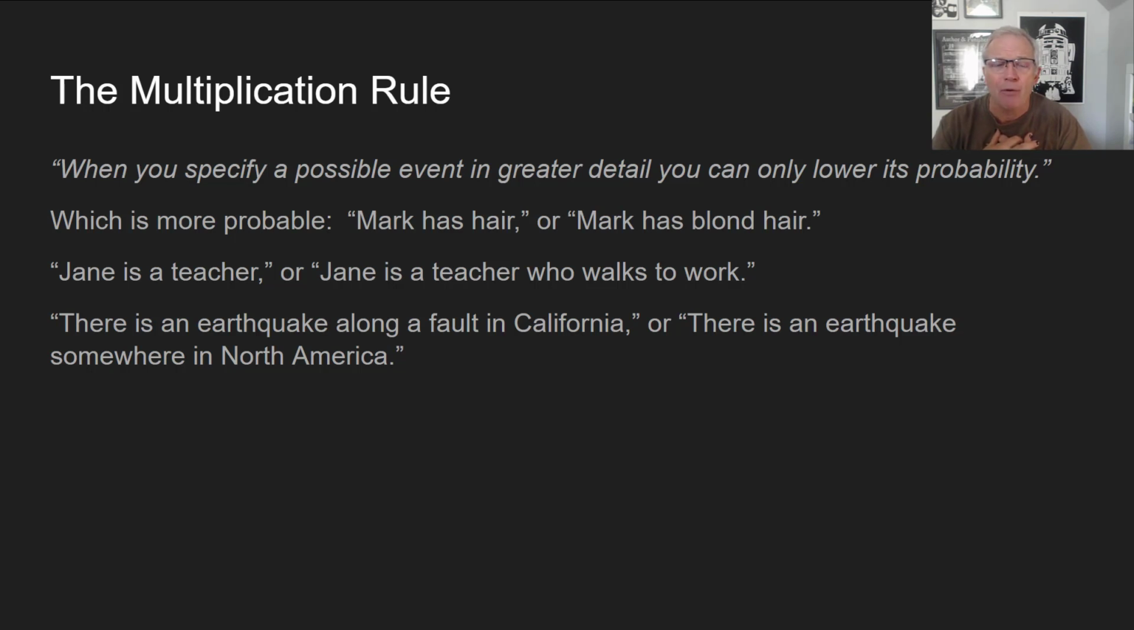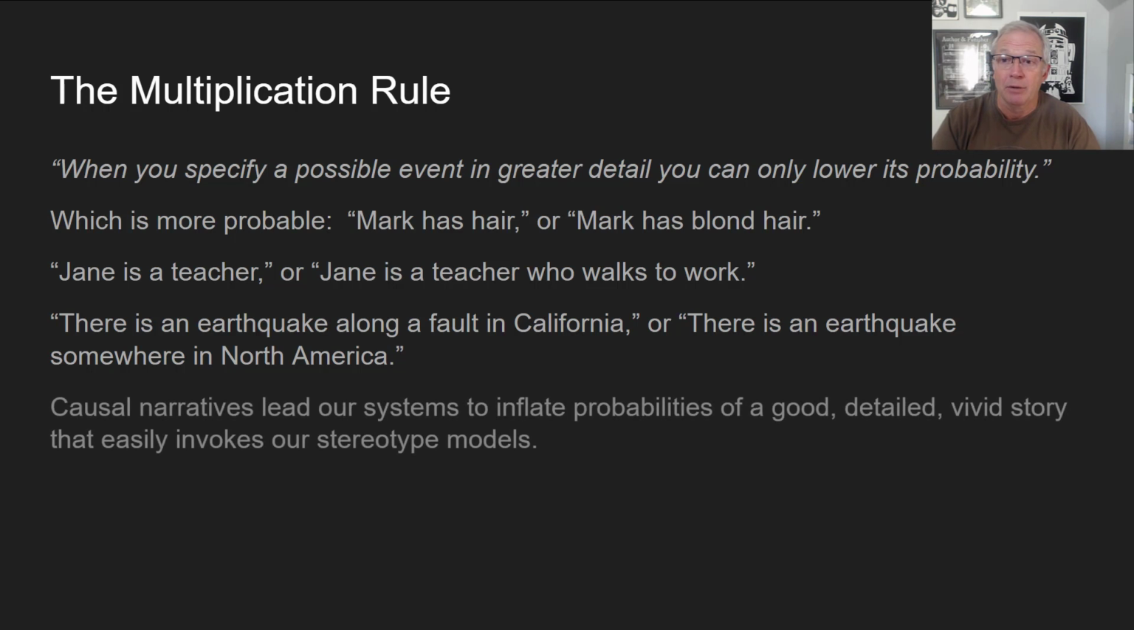It's not as powerful or as compelling as there's an earthquake somewhere in North America, which is vague and sort of open. But obviously, the probability of an earthquake somewhere in North America, which is vast, is much, much higher than an earthquake along a fault in California, which is part of North America. Same for the other cases, right? So specifying in more detail makes the probability go down.